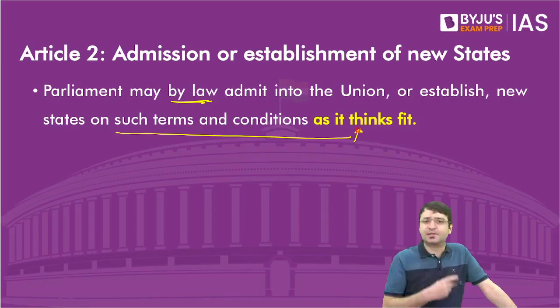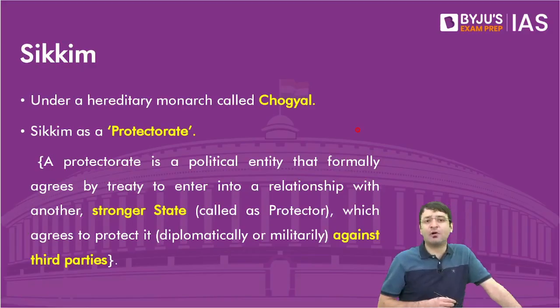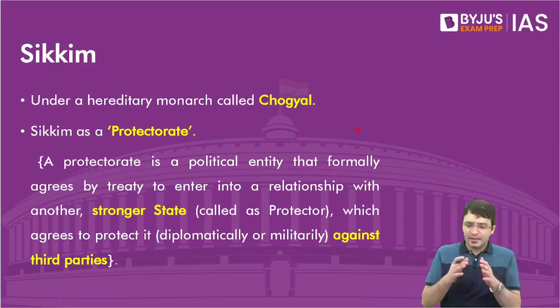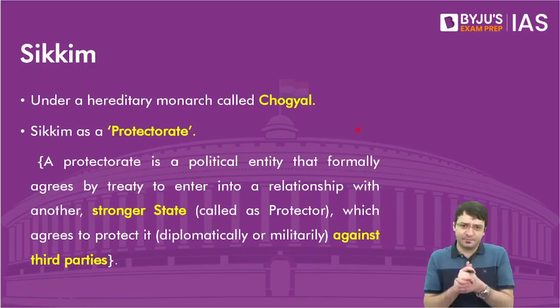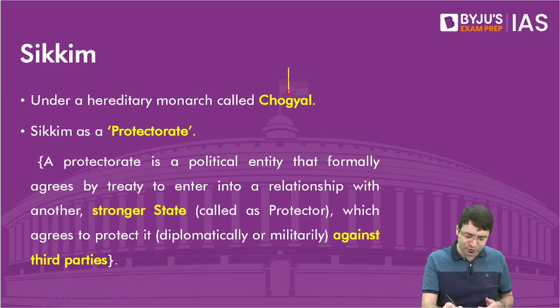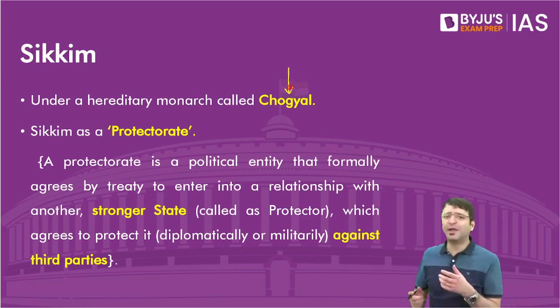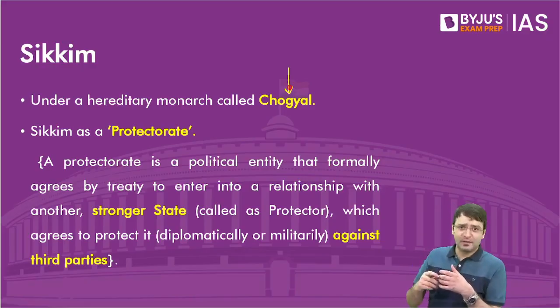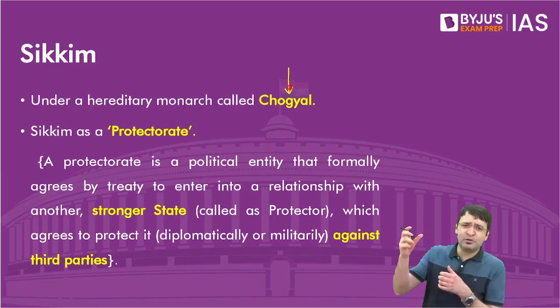And the beautiful example of Article 2 is the Indian state of Sikkim. Let's understand it briefly. Sikkim was a monarchy. It was ruled by an institution, known as Chogyal. Chogyal is like the Guptas, Mauryas, Mughals. Rulers can be different: Akbar, Jahangir, Aurangzeb. But the institution is the Mughals. Similarly, rulers were different, but the institution of monarchy in Sikkim was Chogyal.